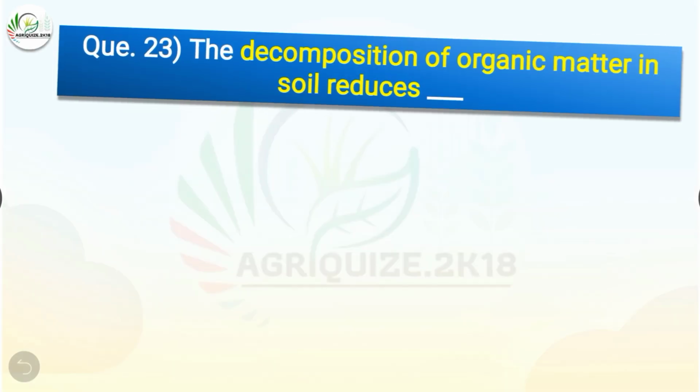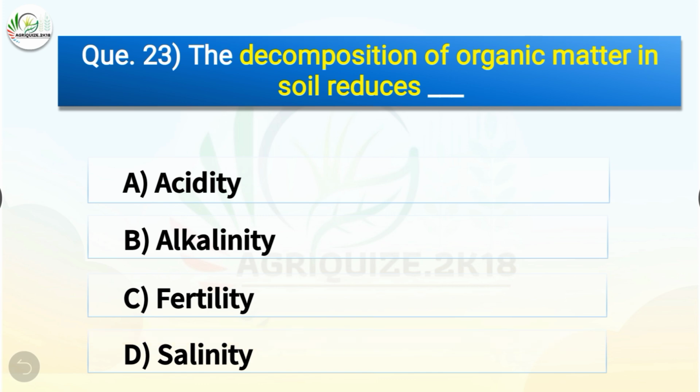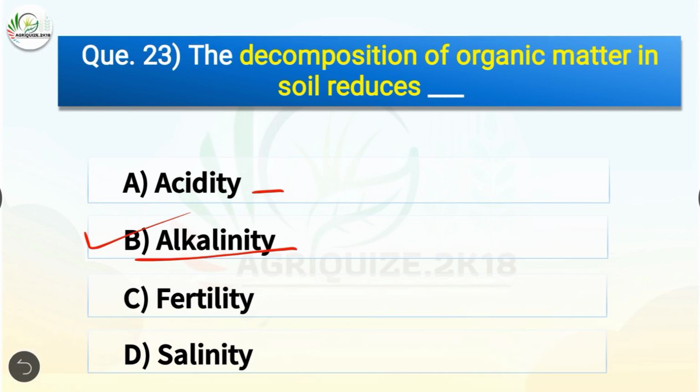Question number 23. The decomposition of organic matter in soil reduces dash. The options are acidity, alkalinity, fertility, or salinity. The correct answer is option B, alkalinity. So the decomposition of organic matter in soil reduces alkalinity, whereas in case of acidity it increases.